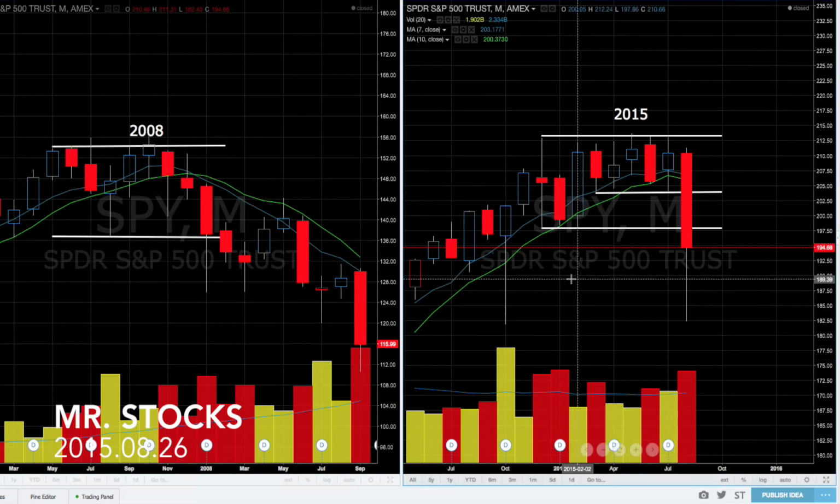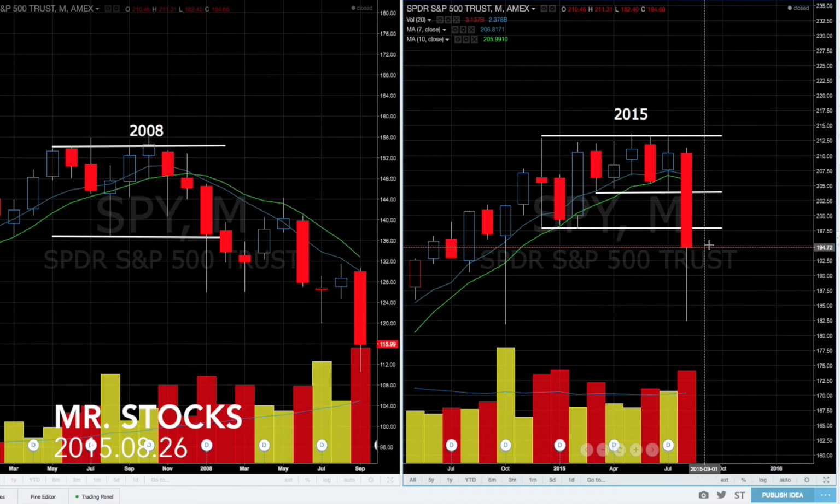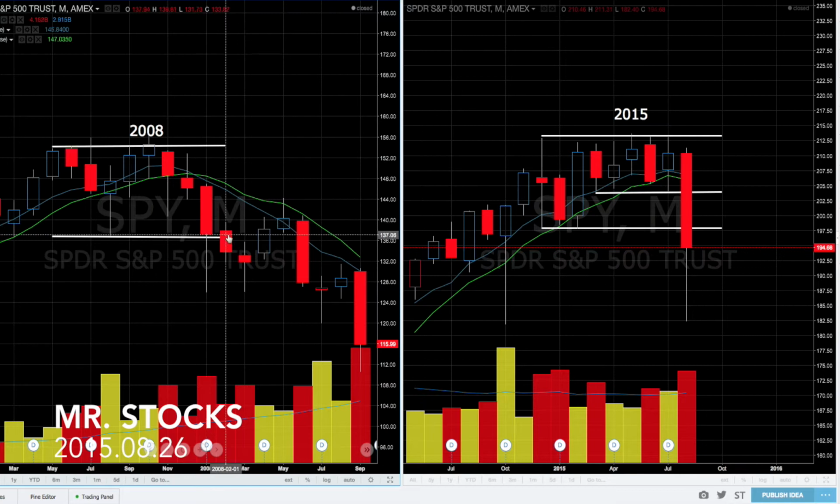If we look at 2015, we drop to this level of 182, and now we're making our way back above the trend line. Does that mean once we get above the trend line that the correction is over? Well, let's look at 2008. The following month, we actually closed below the trend line.